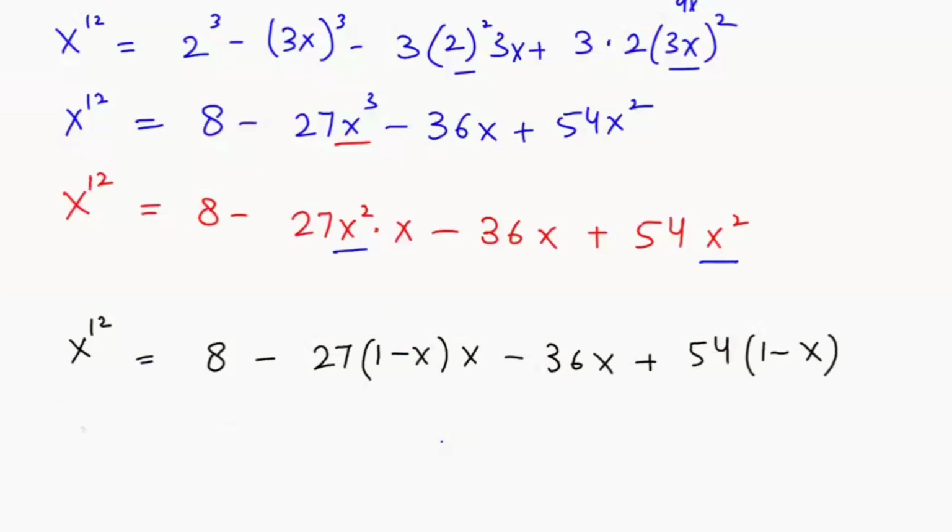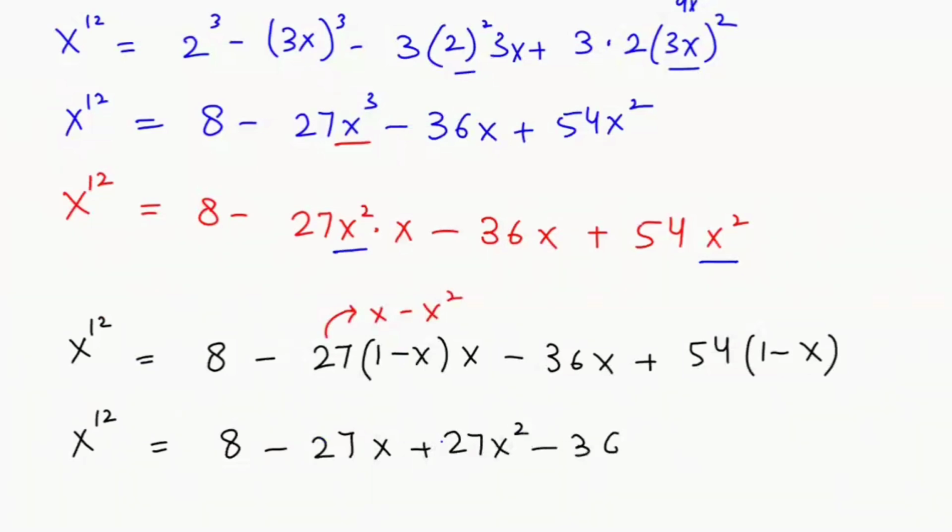So x to the power of 12 is equal to 8 minus this. First I'm going to multiply, so it will turn to x minus x squared, as I'm going to multiply this 27 with this. So here we'll get 27x plus 27x squared minus 36x plus. Now this we're going to multiply, where we get 54 minus 54x.